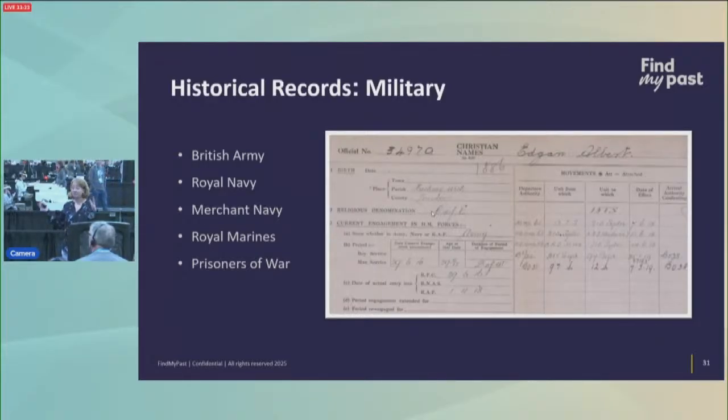Now I'm gonna state right from the beginning, these are all on Find My Past. I am employed by Find My Past. This is a sponsored talk, so keep that in mind. We're not going to talk about any of the other digital sources, but they are out there.